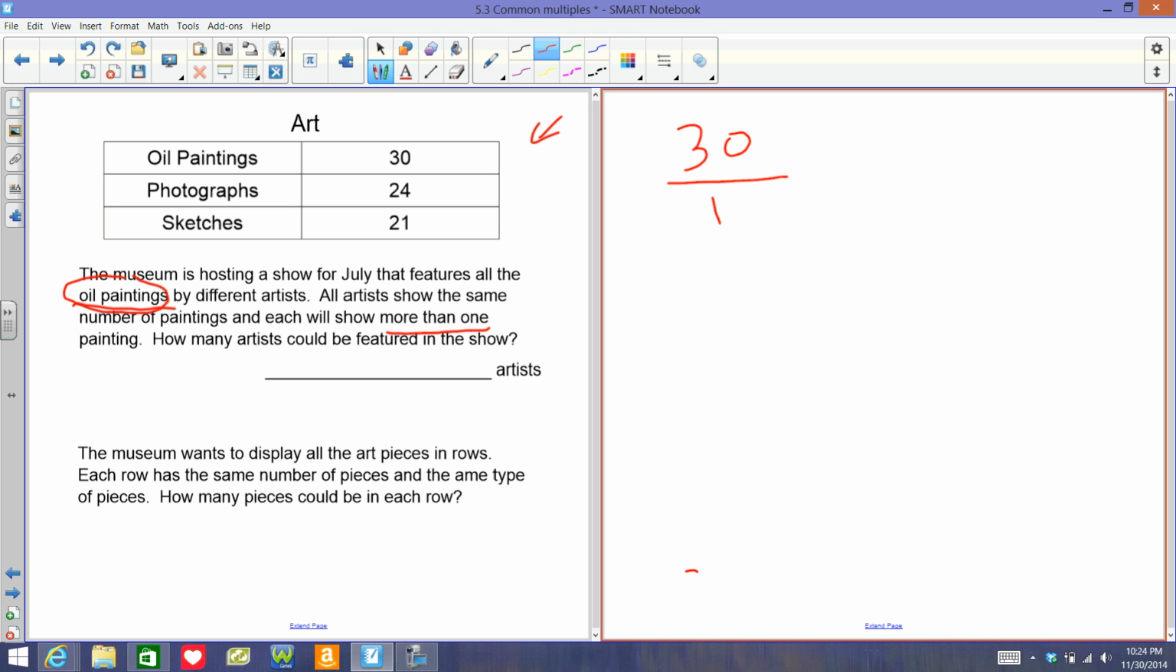I've got 1 and 30. 2 goes into 30 15 times. 3 goes into 30. 3 times 10 is 30. 4 doesn't go into 30, but 5 does. 5 times 6. And I believe that's all for that one. Okay, so would my answer then be 1, 2, 3, 5, 6, 10, 15, and 30?